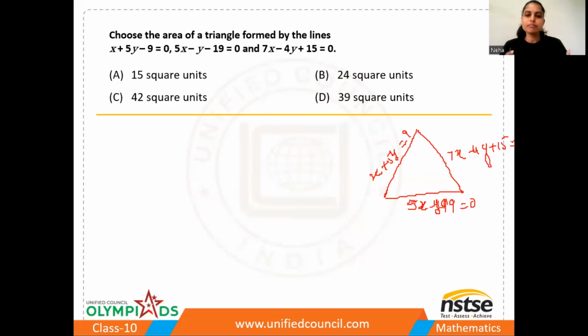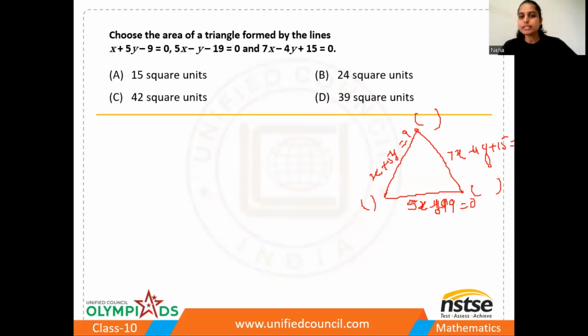Okay. I think I should have the length of the sides, or even if I have the vertices, then also I can find out the area, right? So I think to find vertices is quite simpler. Okay, so I can use this method. I have the equation of the three lines. Okay, so what I can do here, I can just try to find out the vertices here, right?